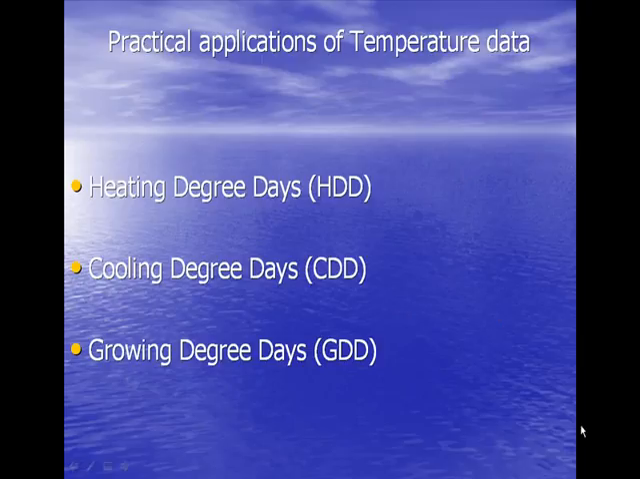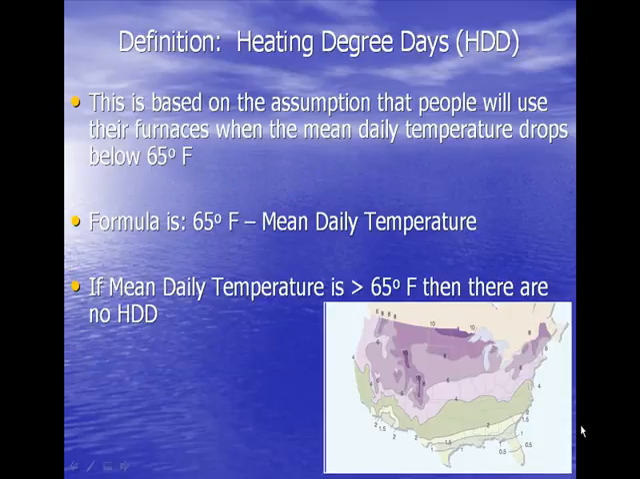Let's take a look at some of the practical applications of temperature data. We'll look at these in terms of what we call heating degree days, cooling degree days, and growing degree days. Heating degree days are based on the assumption that people will start using their furnaces once the mean daily temperature drops below 65 degrees Fahrenheit. Recall that the mean daily temperature is defined as the max and min temperatures averaged together.